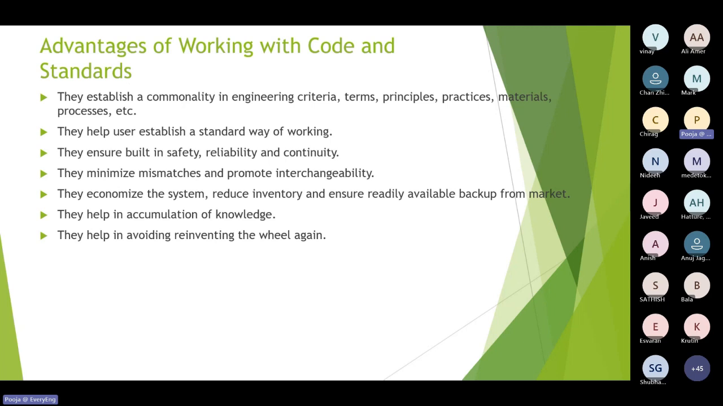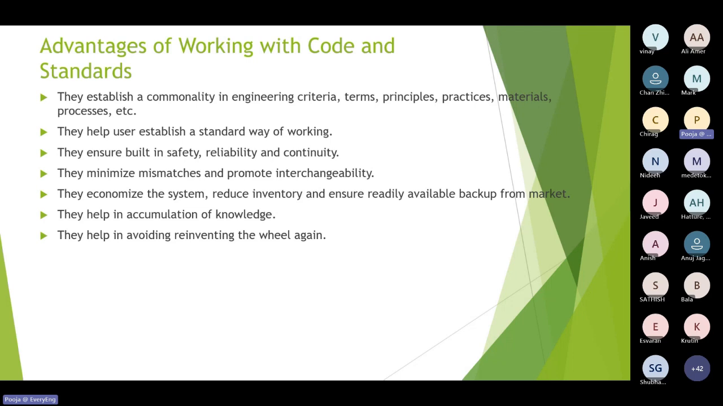So what are the advantages of working with codes and standards? Why do we have to follow them? They establish a commonality in engineering criteria, terms, principles, practices, materials, and processes. When I say commonality, as we know, if someone has an Apple phone, their mobile charger is different, and if someone is using another company's Android phone, their mobile charger is different. So you cannot connect. If an Android person wants to connect a charger, he cannot take it from the user of the Apple mobile. So there we do not have any commonality.